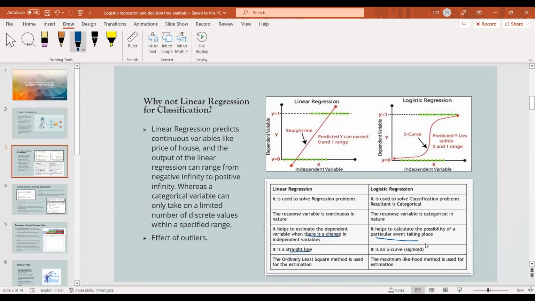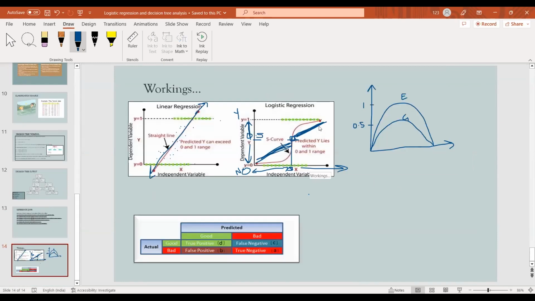Here again, it's a straight line, it's an S-curve, and here the OLS method is used, ordinary least squares, which I already mentioned, where we minimize the residual error. Here the maximum likelihood method is used for the estimation. So in case of maximum likelihood, we see which is the curve.